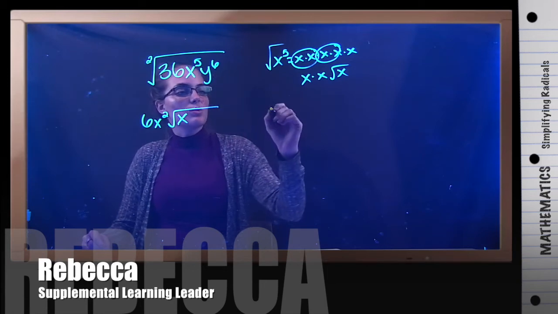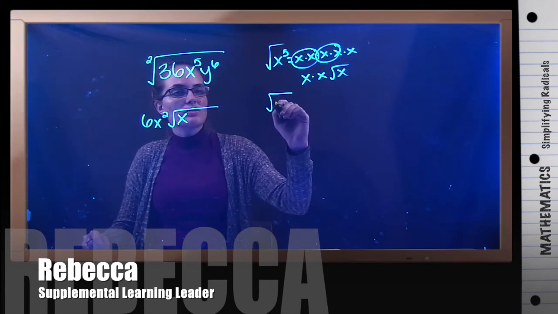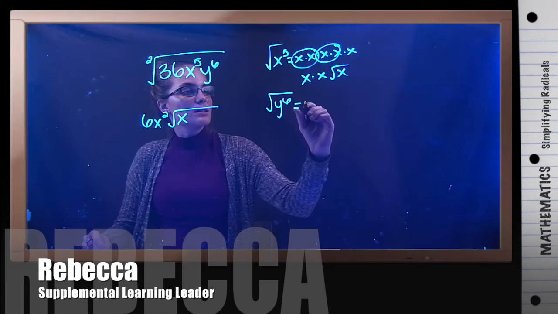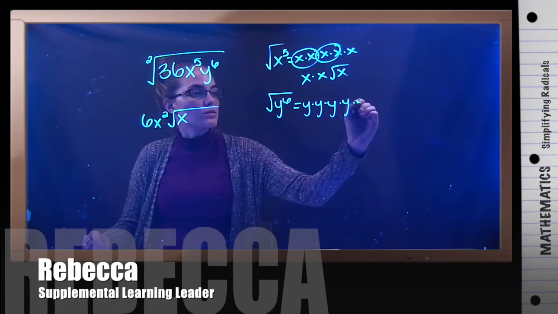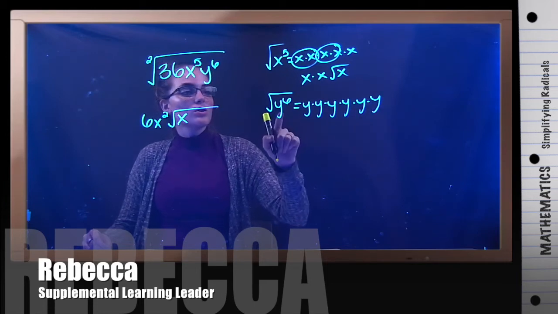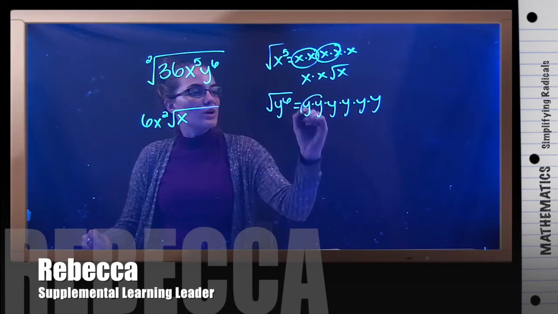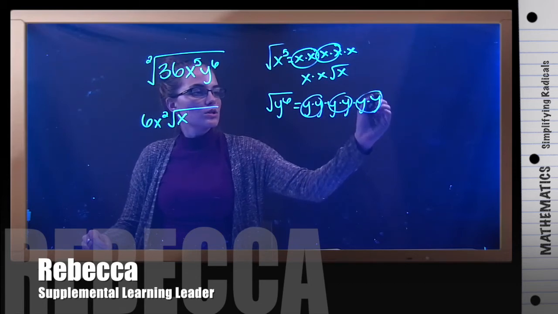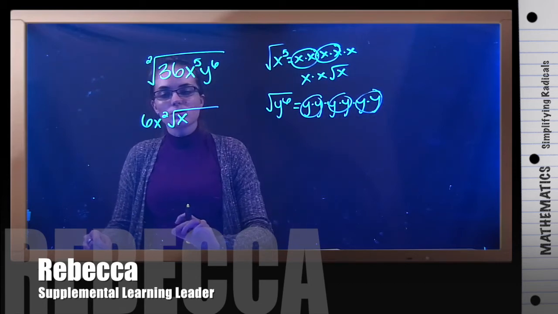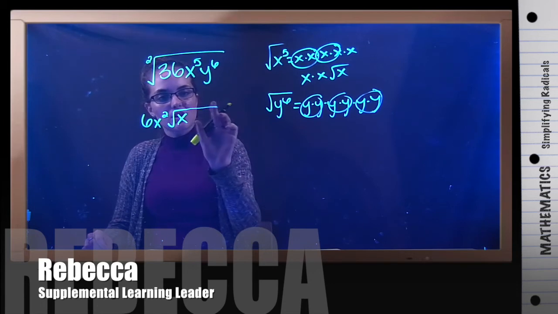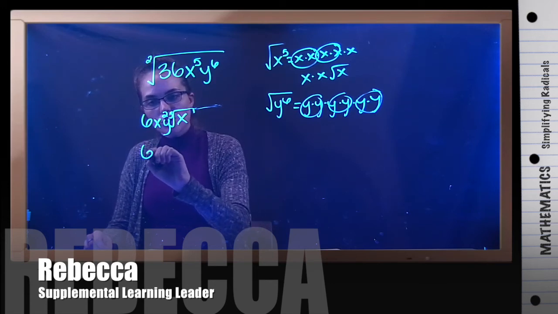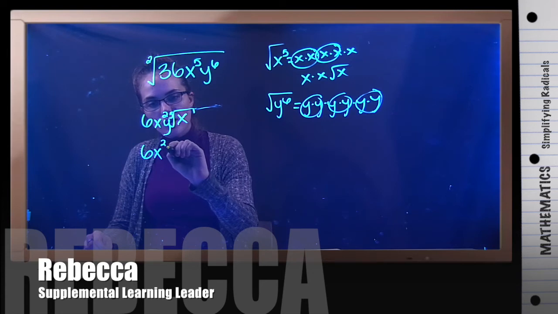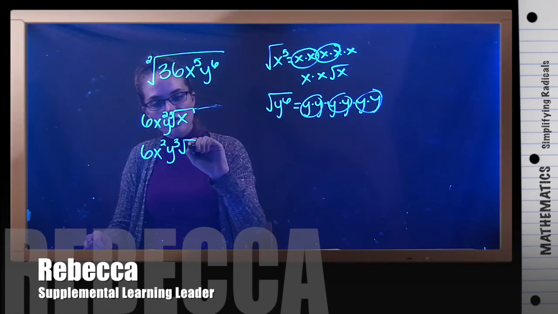And now we're going to do the same thing with y. So we have the square root of y to the 6th. Now that could be shown as y times y times y times y times y times y. We're looking for groups of 2. So we have 1, 2, 3 groups of 2. So this becomes y cubed. So 6x squared y cubed square root of x.